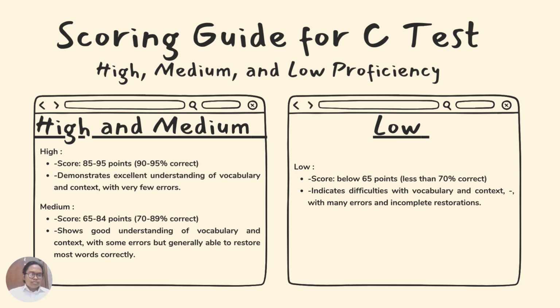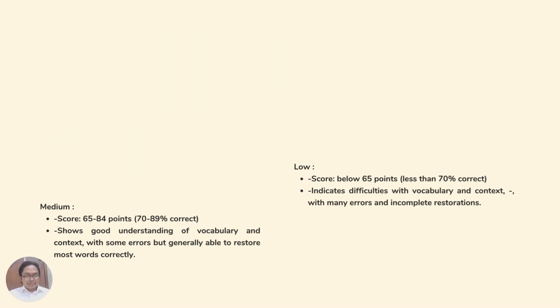Medium has 65 to 84 points, in which 70 to 89% correct. It shows good understanding of vocabulary and context with some errors, but generally able to restore most words correctly. And then we have the low proficiency, which has below 65 points, in which less than 70% correct. It indicates difficulties with vocabulary and context, with many errors and incomplete restorations.